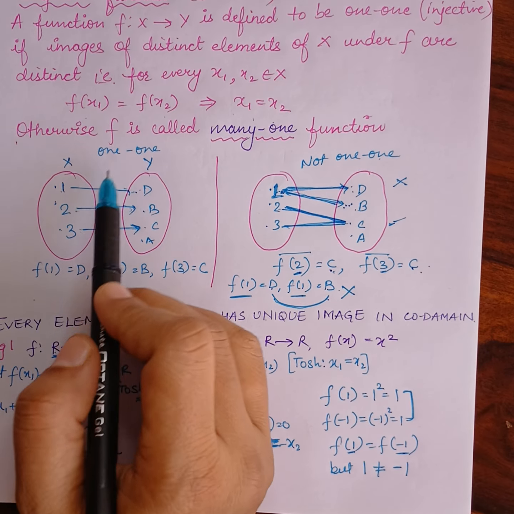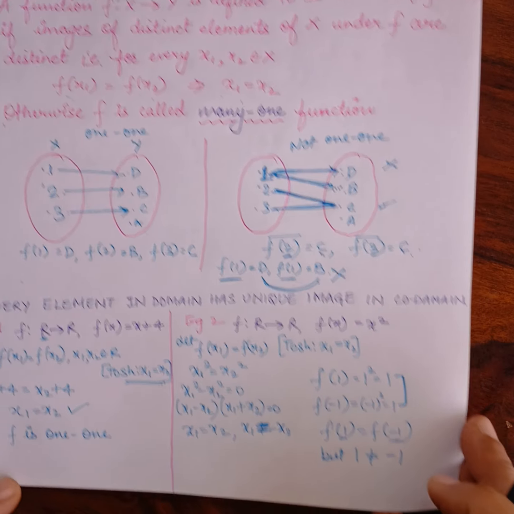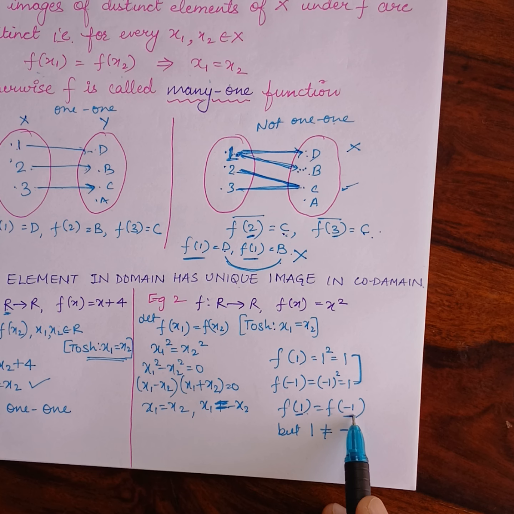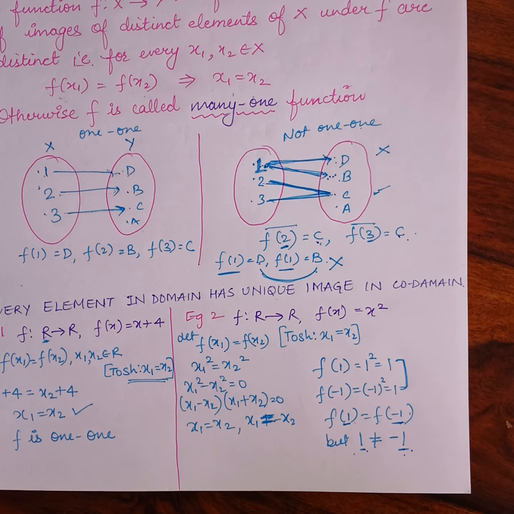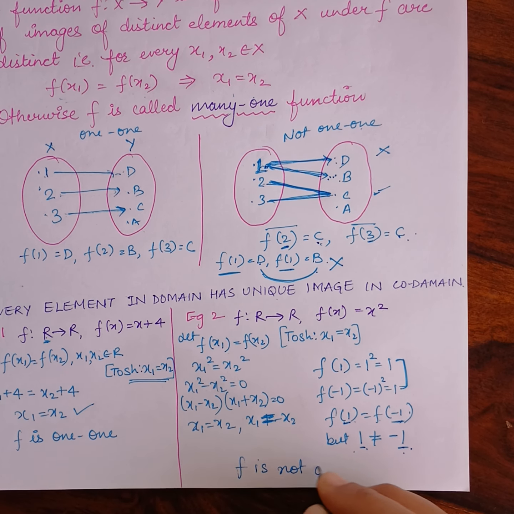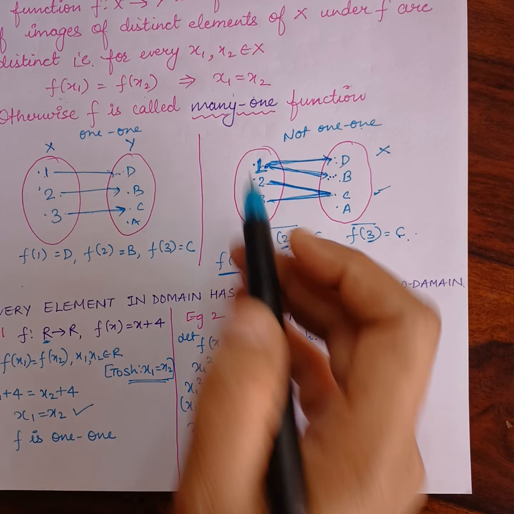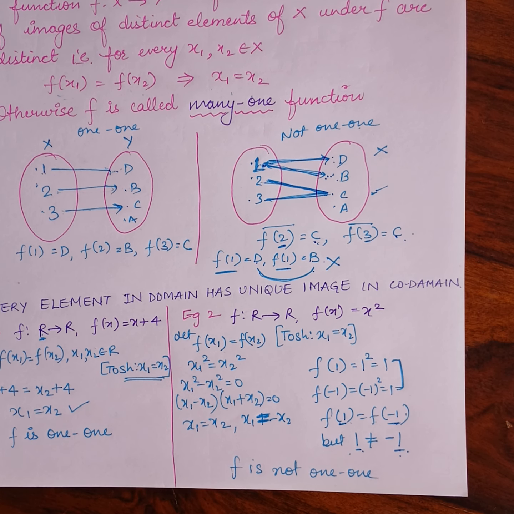Like here we have done f(x1) is equal to f(x2) implies x1 is equal to x2. Here f(x1) is equal to f(x2), but x1 is not equal to x2. It is 1 and it is minus 1. 1 is not equal to minus 1. So this is not a 1-1 function. F is not 1-1, and if it is not 1-1, we call it a many-1 function. If a function is not a 1-1 function, we call it a many-1 function.